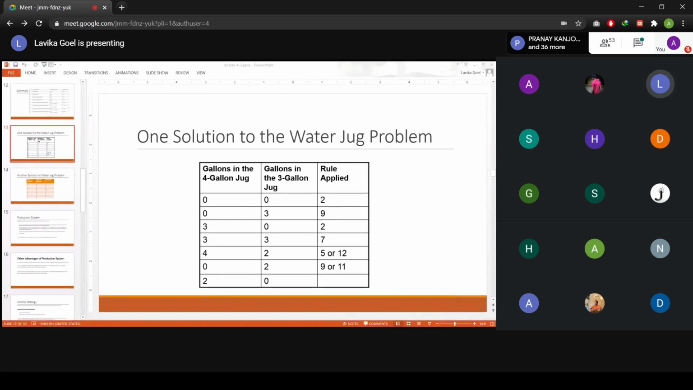Basically, first you fill the 3-gallon jug. Then you pour all the water from the 3-gallon jug to the 4-gallon jug, so you get the state 3, 0. Then you again fill the 3-gallon jug and pour the water from 3 to the 4-gallon jug, so the 3-gallon jug is left with 2 gallons. That means you have measured 2 gallons of water. Now you want these 2 gallons in the 4-gallon jug, so you empty the 4-gallon jug and then transfer from the 3 to the 4-gallon jug. So finally you get the state 2, 0.